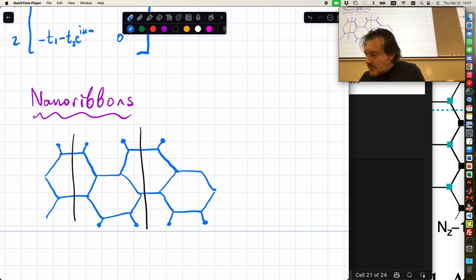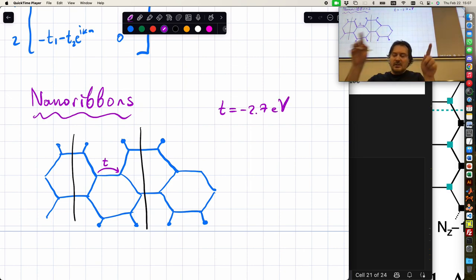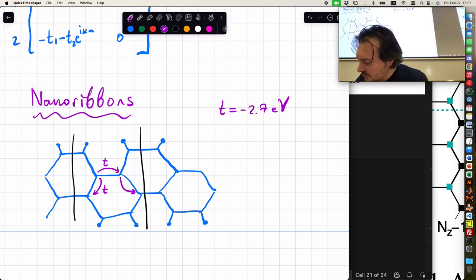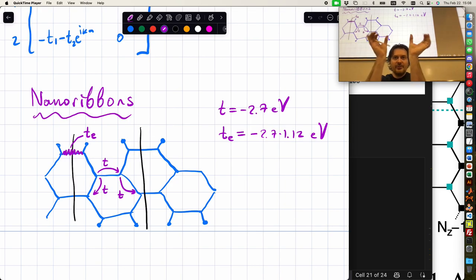Yes. Now, what this paper tells you is that you can approximate the bands of armchair nanoribbon by taking a hopping integral of t equals minus 2.7 electron volts. Okay? Just nearest neighbor hoppings are t. So far, so good. But at the edges, it tells us that the atoms are close by. So instead of t, you should use t_e, t edge, which is 1.12 times t, 12% larger. Since the atoms get closer, do you remember the wells getting closer and overlap integrals growing? That's what's happening over here as well.